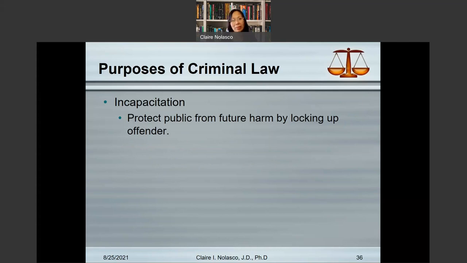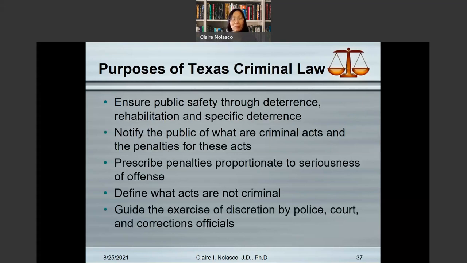Another purpose of criminal law is incapacitation, which is to protect the public from future harm by locking up the offender and basically throwing out the key. So what are the purposes of Texas criminal law? First, the purpose is to ensure public safety through general deterrence, rehabilitation, and specific deterrence.